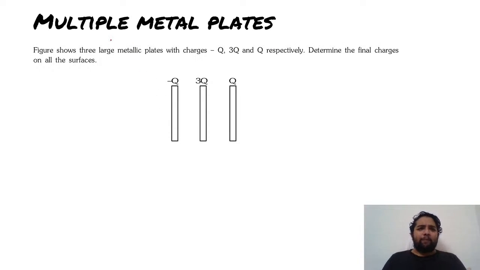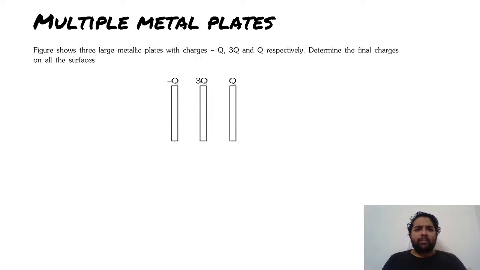So this is the multiple plate problem we were doing yesterday, and we will finish this today and then go further. The figure shows three large metallic plates of charges minus q, plus 3q and q. There are three charges: minus q, 3q and q. Okay. So now what are the charges on each surface? This is what we have to find.